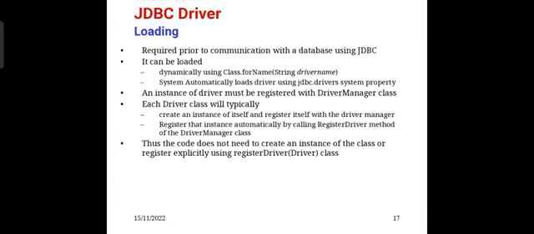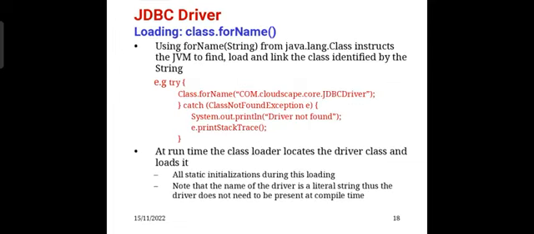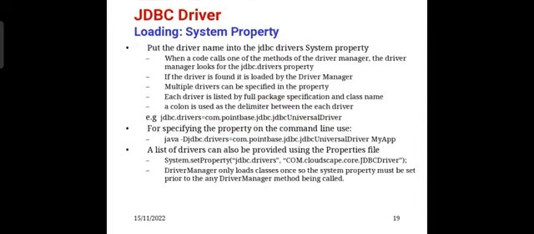How is the JDBC driver loaded? By using Class.forName. From this we establish or load the connection. Loading with Class.forName: what is its purpose? It is used to find, load and link the class that is identified by the string. This is an example of how to use Class.forName in a JDBC driver.